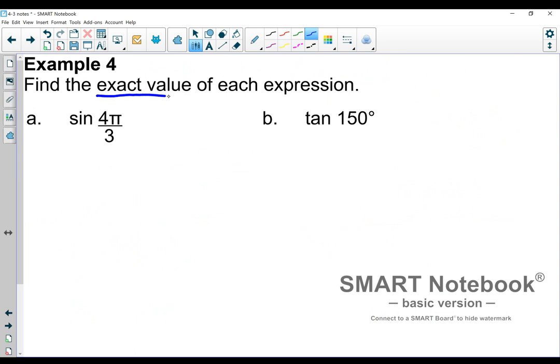For 4, it says find the exact value. Whenever they say exact value, it means no calculator. We're going to have some kind of ratio. We've got special triangles or something going on here. So just really watch for that. So that means special triangles, no calculator.